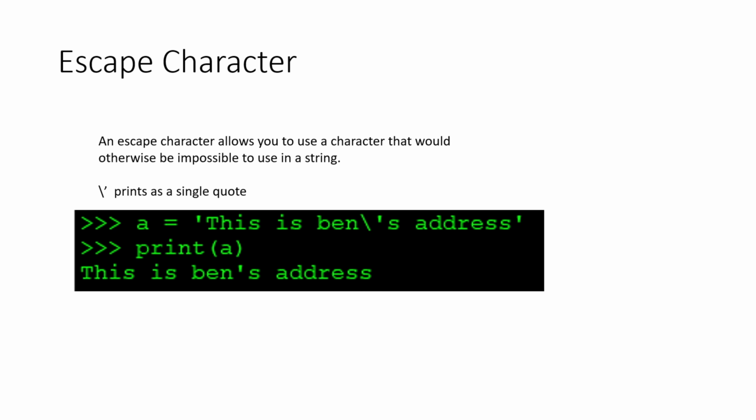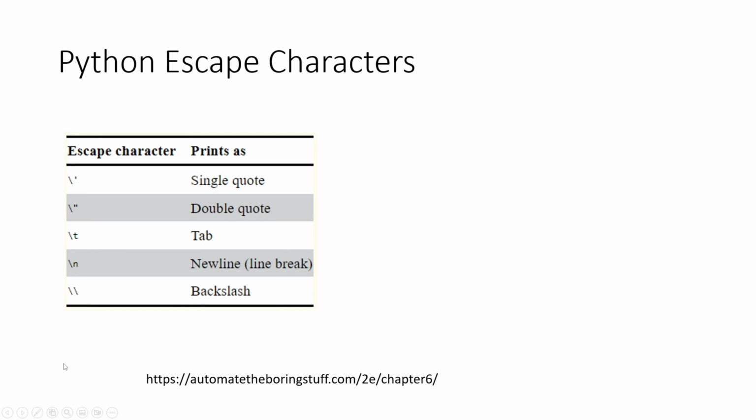Escape characters allow us to use a character that would otherwise be impossible to use in a string. In this example, we're going to use the escape character, and what that tells Python is that the apostrophe has no special characteristics. Treat it as just a regular character. Python has some built-in escape characters: the single quote, the double quote. The \t represents a tab, the \n represents a new line, and the double backslash is how you can get a backslash in place, because by default the backslash is an escape character.